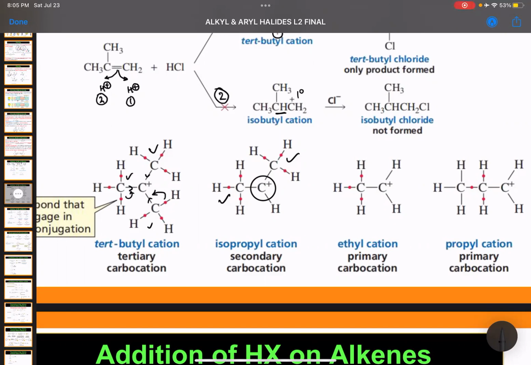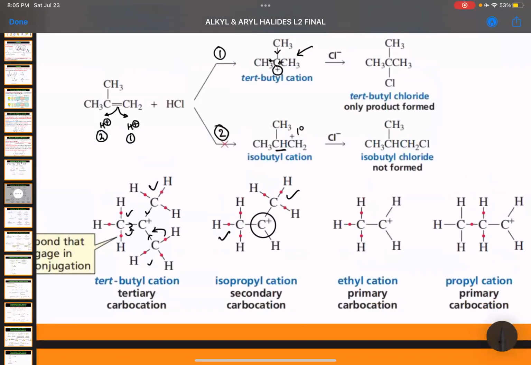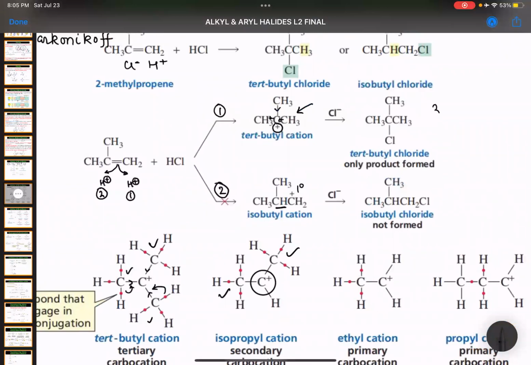Right, so H plus is going to attach itself such that a more stable carbocation is formed, and that is the governing factor for Markovnikov addition. And the stability of carbocations is 3 degree, 2 degree, 1 degree, and CH3. You need to check both.